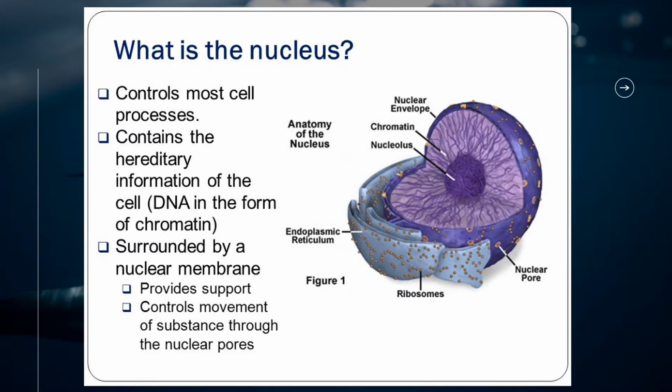And the nucleus is surrounded by what? By the nuclear membrane. What is the function of this nuclear membrane? It provides support, and it also controls the movement of substances through the nuclear pores. So what are the nuclear pores? Those are the tiny holes. Looking at the picture you have here, you see the labeling of the nuclear pores. They are the tiny holes which allow the movement of materials, the movement of substances, into the nucleus.